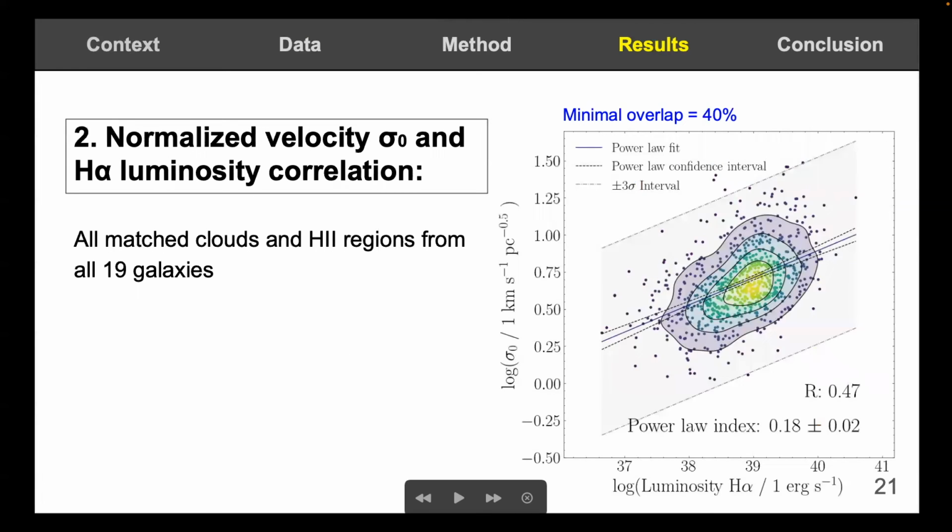Now the second step of our study was to check the relationship between the cloud properties and the H-alpha luminosity. So here you can see the cloud normalized velocity dispersion as a function of the H2 region H-alpha luminosity. And there is here a significant correlation with a correlation coefficient of 0.47. The color simply shows the density of points.